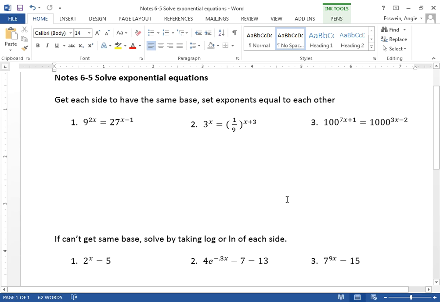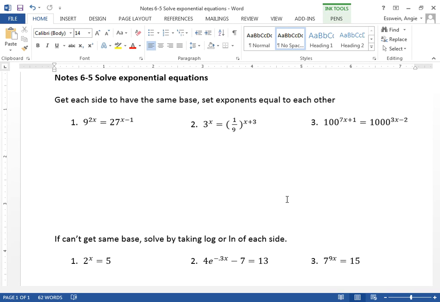So this is 6-5, solve exponential equations. These are called exponential equations because the variable you want to solve for, x, is in the exponent, and that makes it an exponential equation. And we'll get some modeling, like Newton's cooling law, coming in this section, which uses an exponent. You have to solve an exponential equation because things cool exponentially.